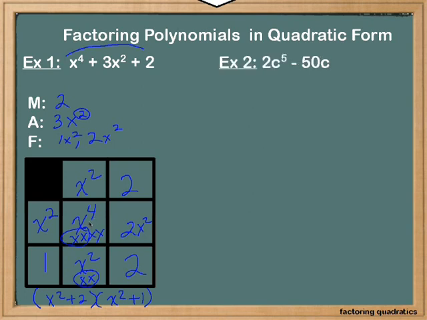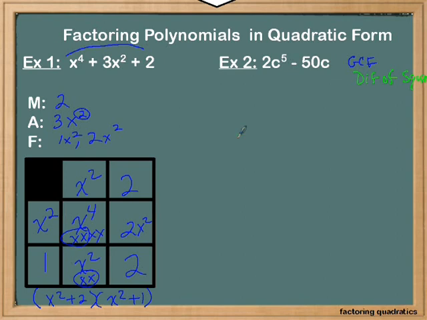In my second example, I only have 2 terms. What do we know when we have 2 terms? First thing we have to look for is a GCF. If I don't have a GCF, the second thing I look for is a difference of squares.